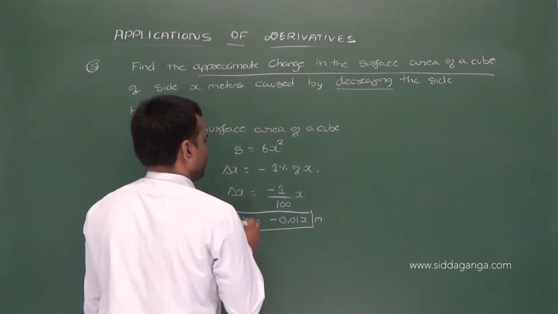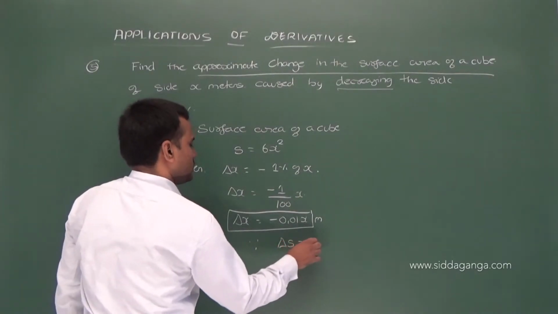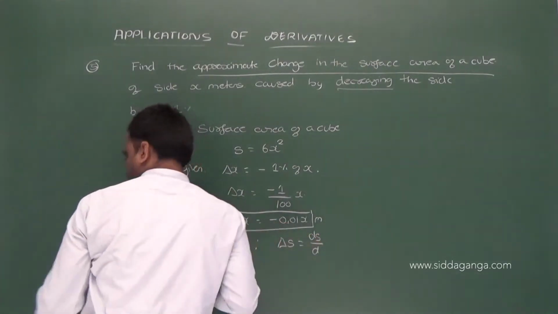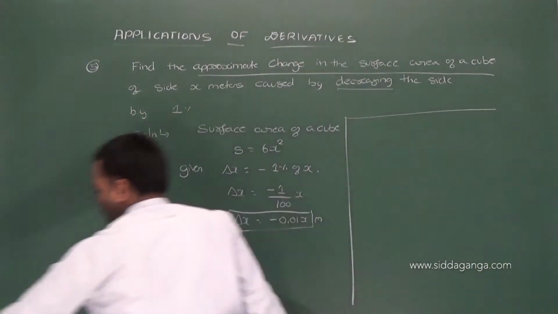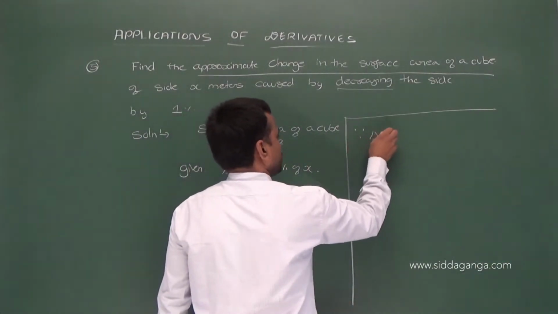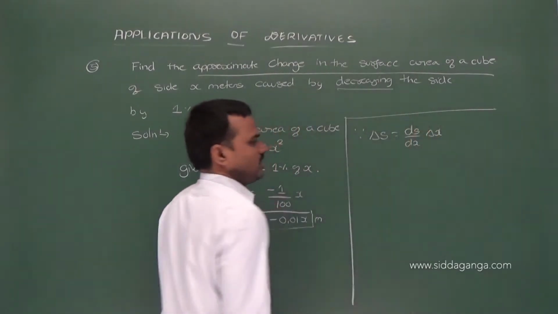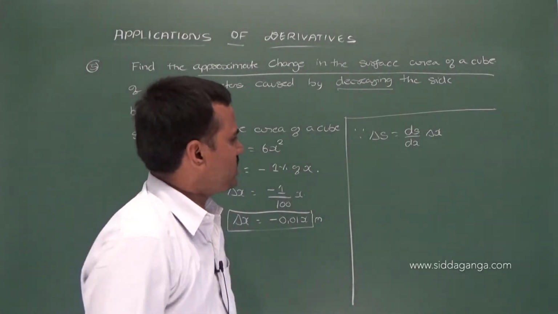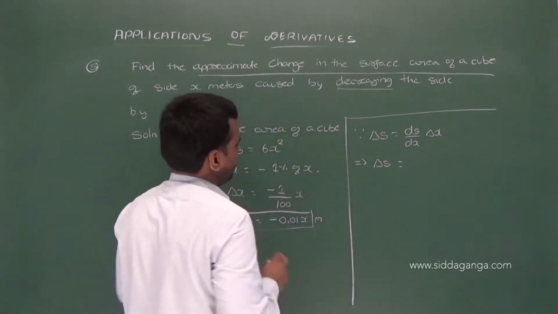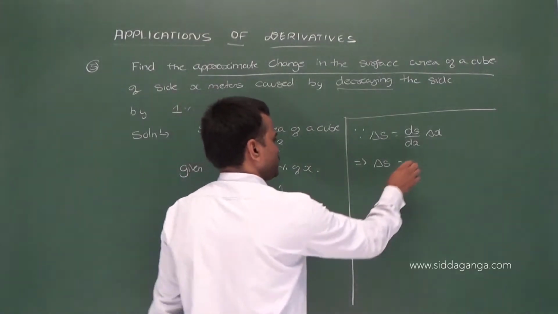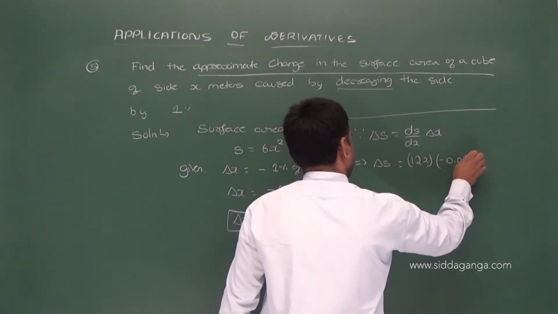Since what we want is the approximate change in surface area, that only, right. Delta S is equal to dS by dx into delta x. Delta S is equal to dS by dx into delta x. That implies delta S is equal to dS by dx. Differentiate S with respect to x: 12x into minus 0.01x.